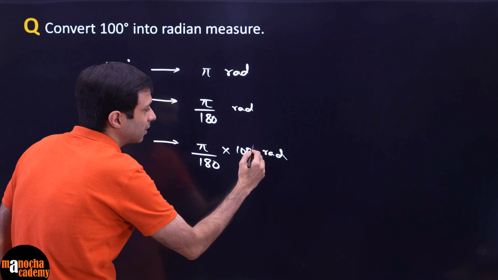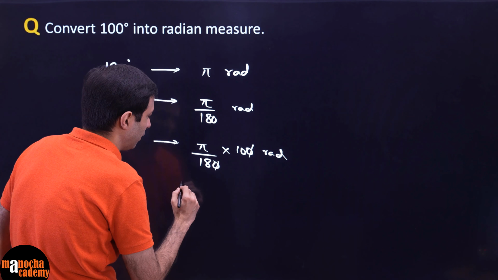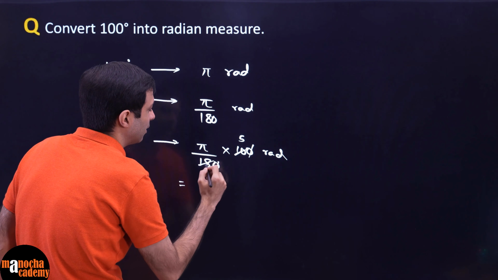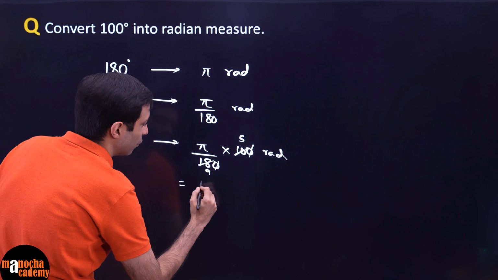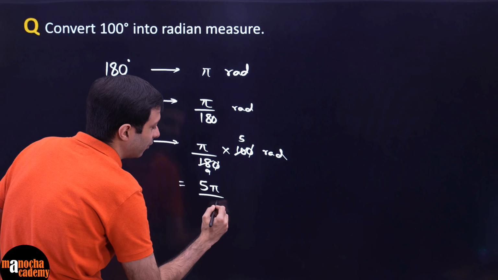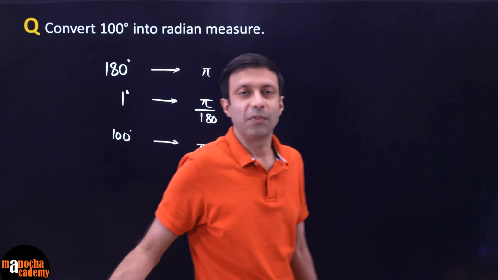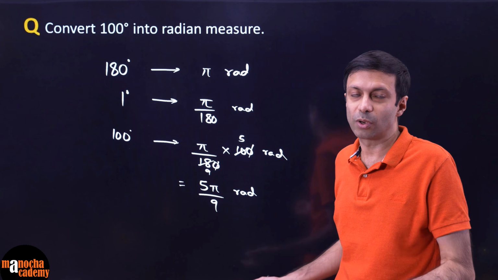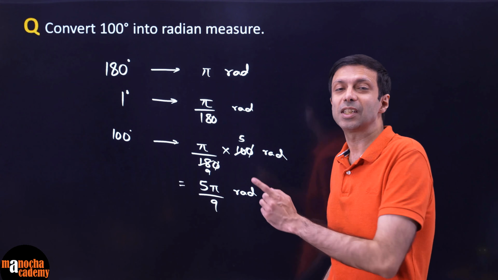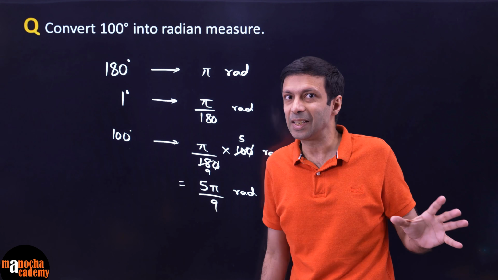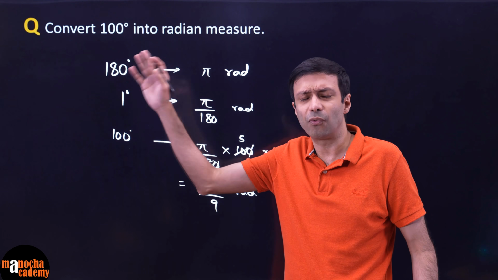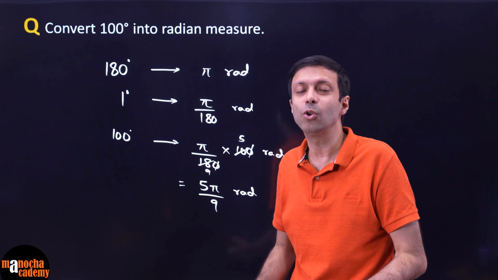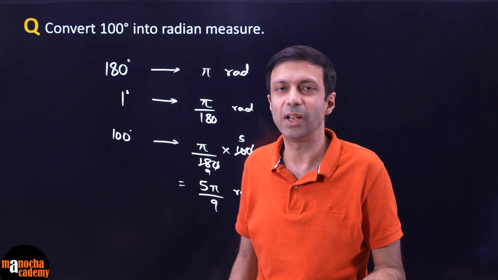So if you simplify this, the 0s get cancelled, and we are left with, 2 5s are 10 and 2 9s are 18. So we are left with 5 pi by 9 radian. So this is the value expressed in terms of pi, but if you want to calculate in terms of decimals, then you should substitute the value of pi. Remember, pi is an irrational number, 3.14159 and so on, but you can use the approximate value of 22 by 7. That is usually convenient to do.